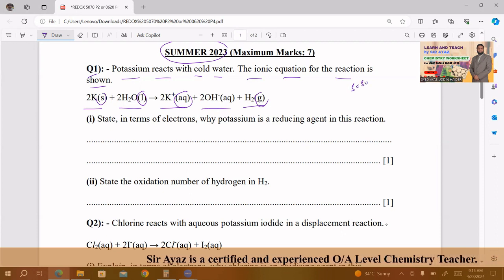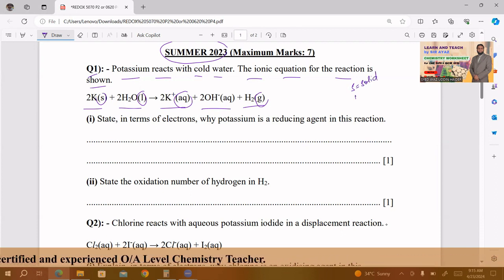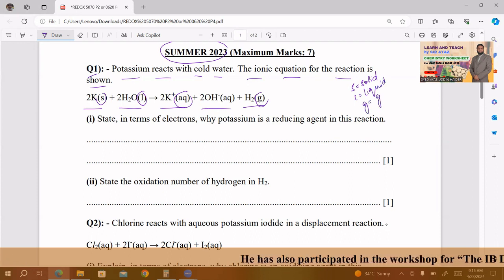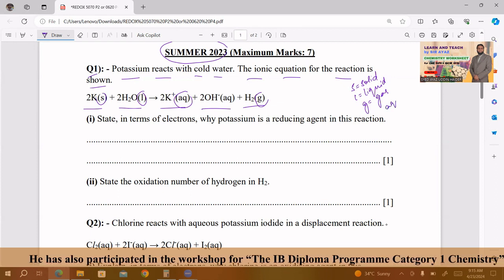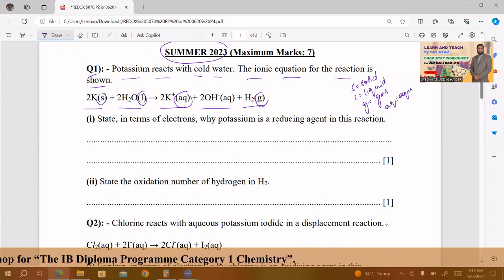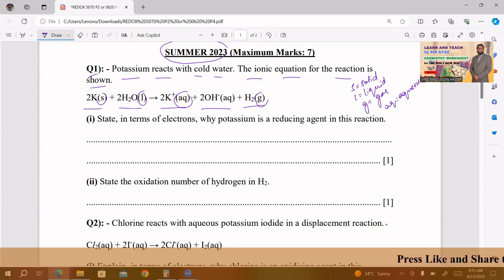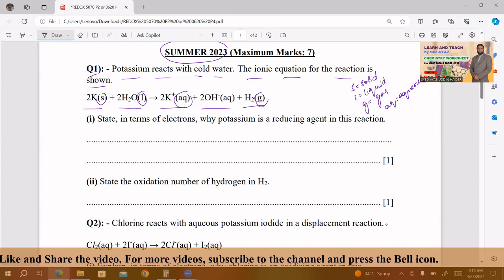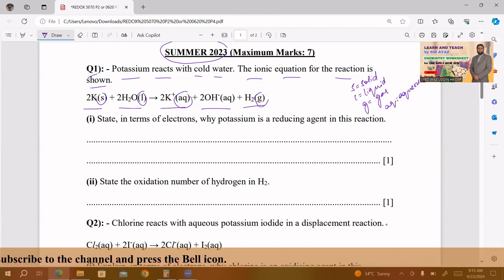S means solid, L means liquid, G means gas, and AQ means aqueous. When the salt is soluble in the solution or in water, we will write it aqueous. Aqueous, the word comes from aqua. Aqua means water. So we are talking about a solid substance in water in this case.